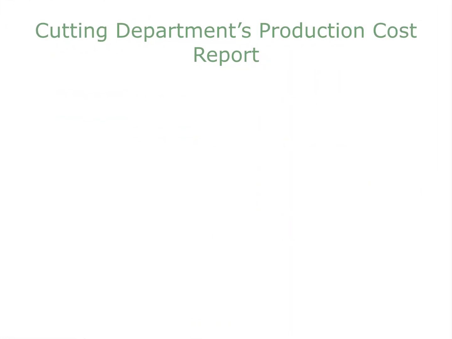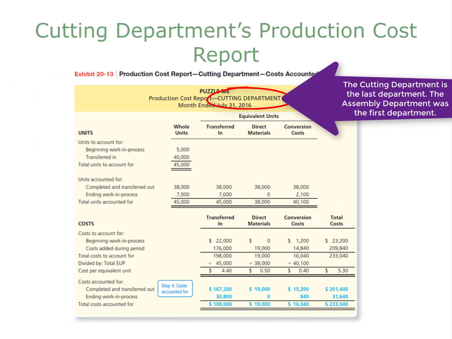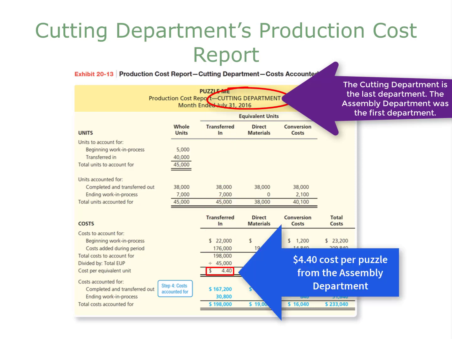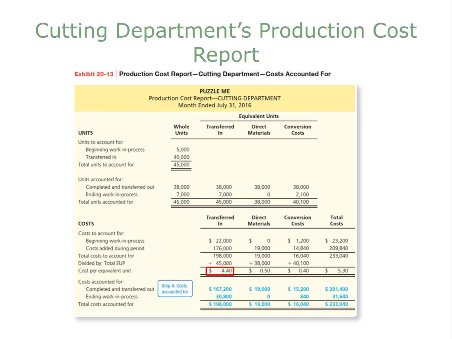To determine how much it costs Peggy to make each puzzle, we have to look at the production cost report of the last department, the cutting department. This is the report that we created earlier. So remember, the cutting department's production cost report also includes the costs transferred in from the previous department, so we do not need to consult the assembly department's production cost report. We only need to consult the production cost report from the last process where the units are completely finished.